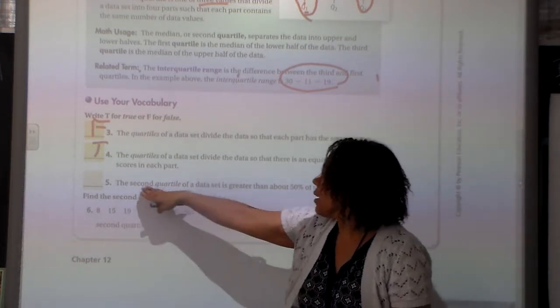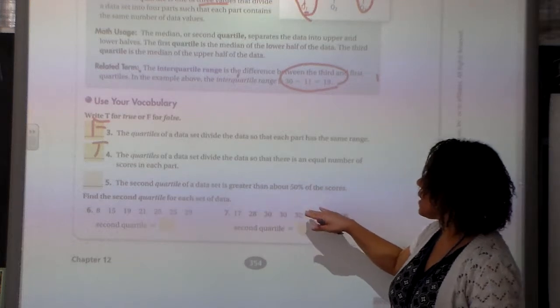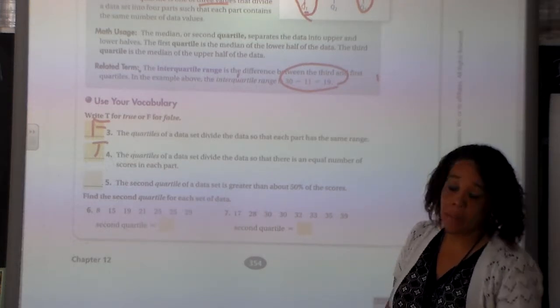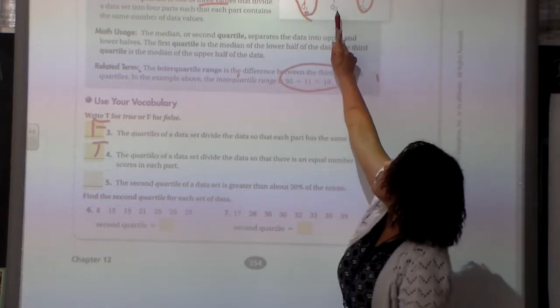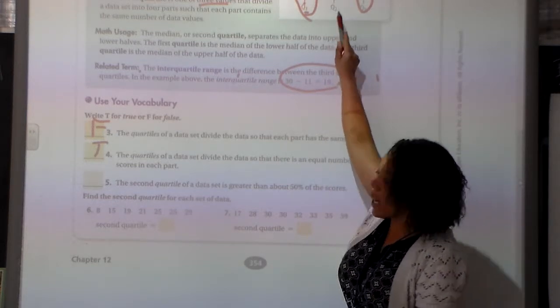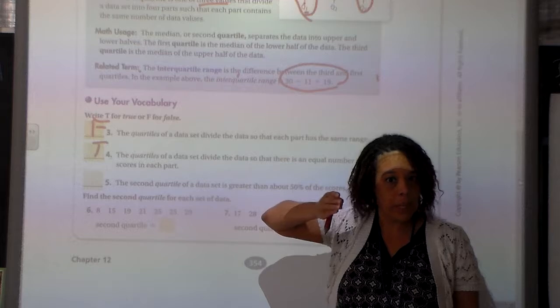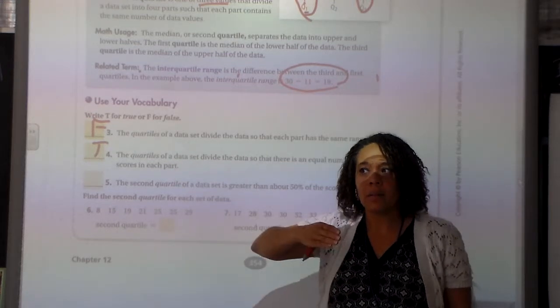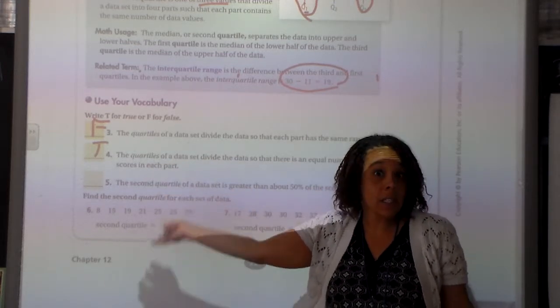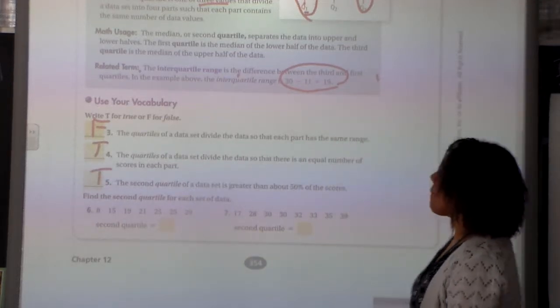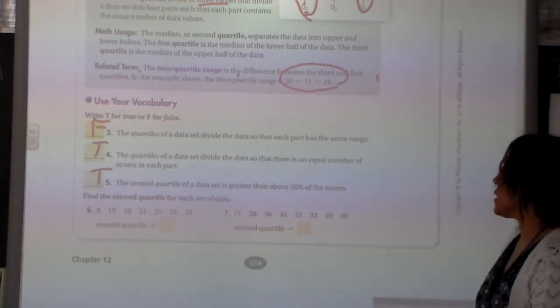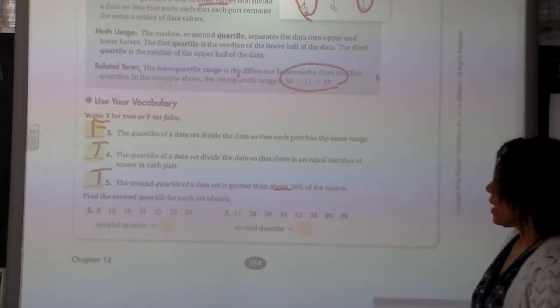Find the second quartile of the data set. It is greater than about 50% of the scores. That one is going to be true, because wherever your second quartile is, that's your halfway point. So basically the whole lower half is lower than that score. So yes, it's greater than about 50%, and that's a key word there, about.